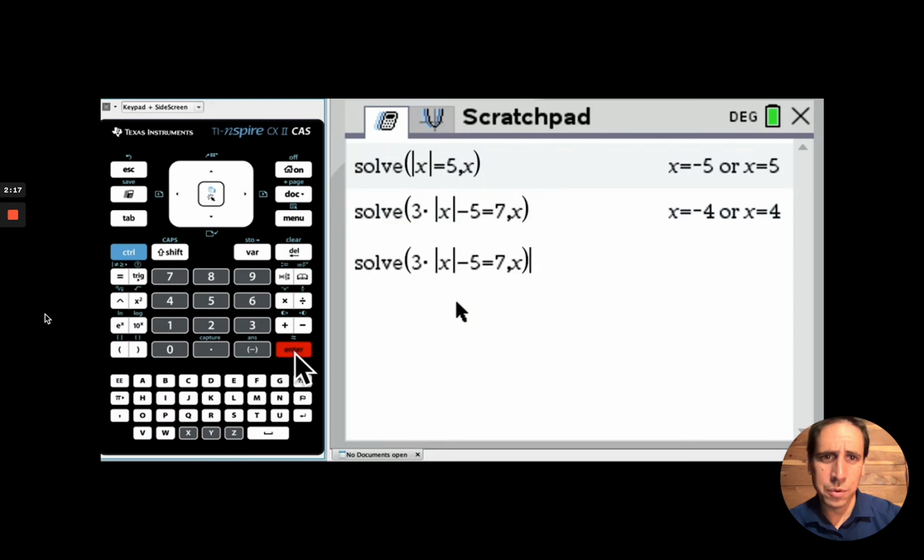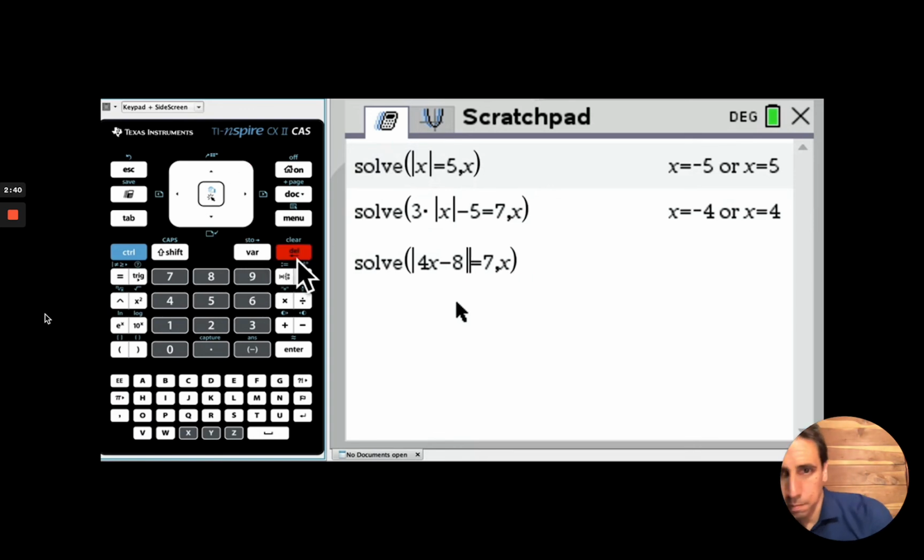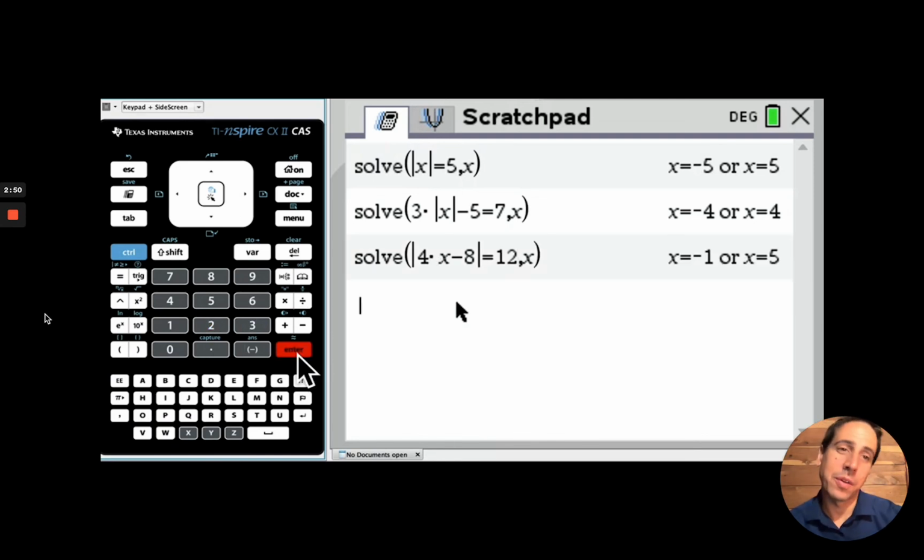I'm going to hit the up arrow twice, and it's highlighting solve. And if you hit enter, then that brings it down to the next row. It copies and pastes it for you, basically. So let's change it around to be the next example in the notes. Absolute value 4x minus 8 equals 12, comma, x. Equation, comma, what you're solving for. You hit enter, x equals -1 or x equals 5.